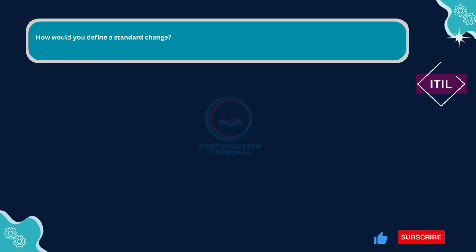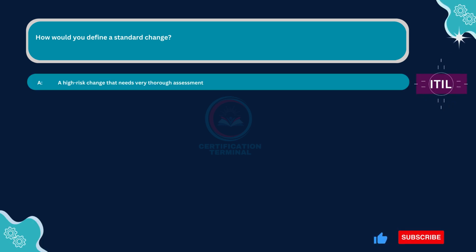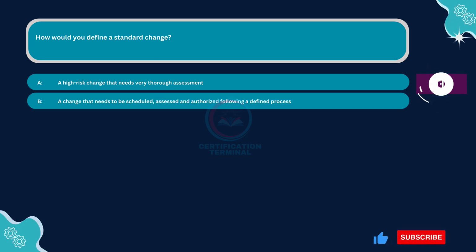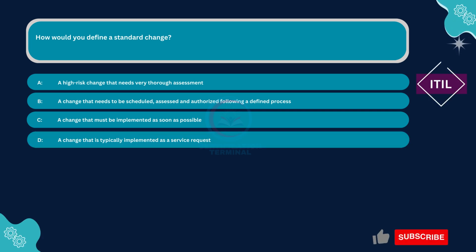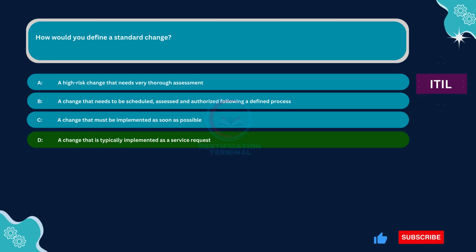Next question. How would you define a standard change? Option A, a high-risk change that needs very thorough assessment. Option B, a change that needs to be scheduled, assessed, and authorized following a defined process. Option C, a change that must be implemented as soon as possible. Option D, a change that is typically implemented as a service request. The correct answer is Option D, a change that is typically implemented as a service request.